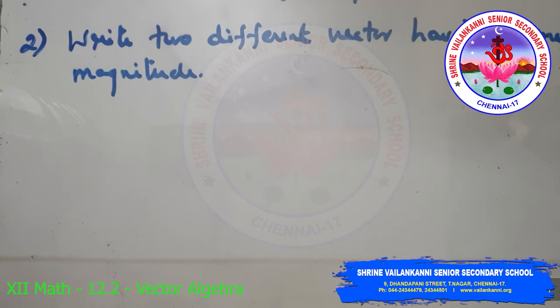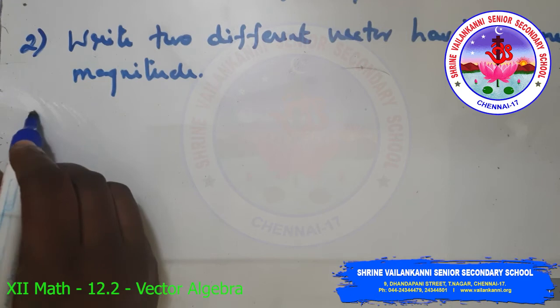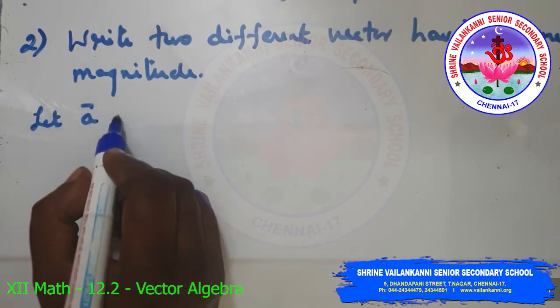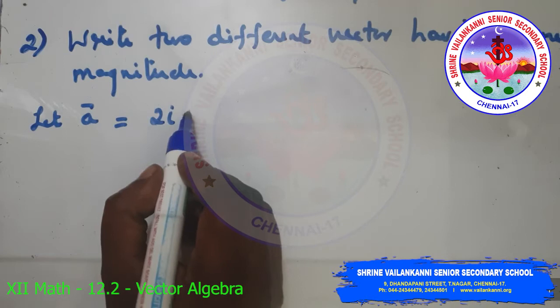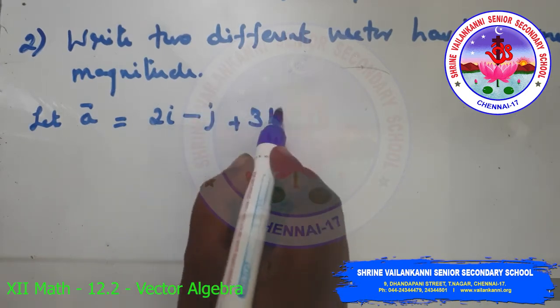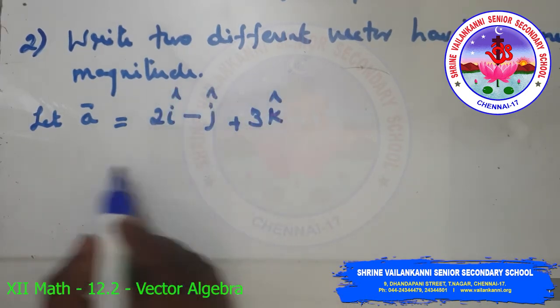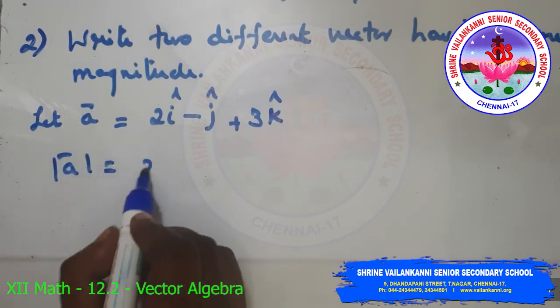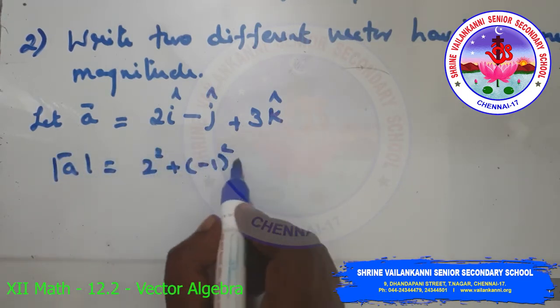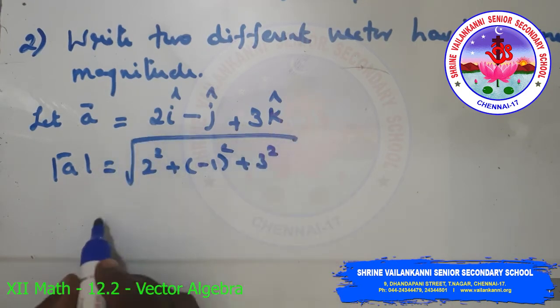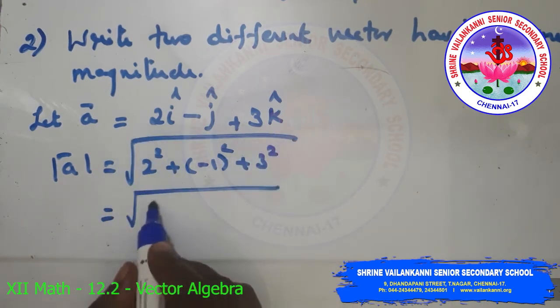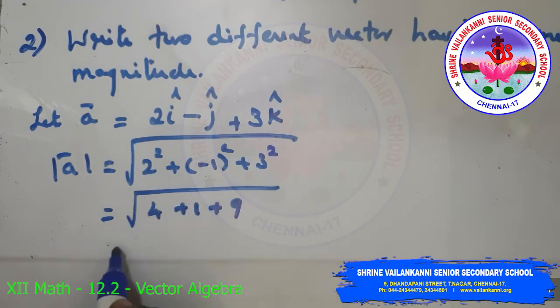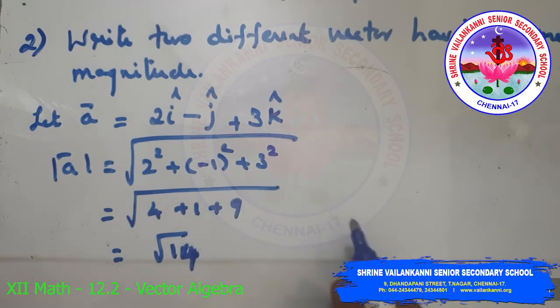Second one, write two different vectors having the same magnitude. We have to write two vectors. Let A equal to, let's take some, 2i minus j plus 3k, and the magnitude of A is 2 square plus minus 1 whole square plus 3 square, which is equal to square root of 4 plus 1 plus 9, which is root 14. We have to write another vector having the same magnitude, root 14.